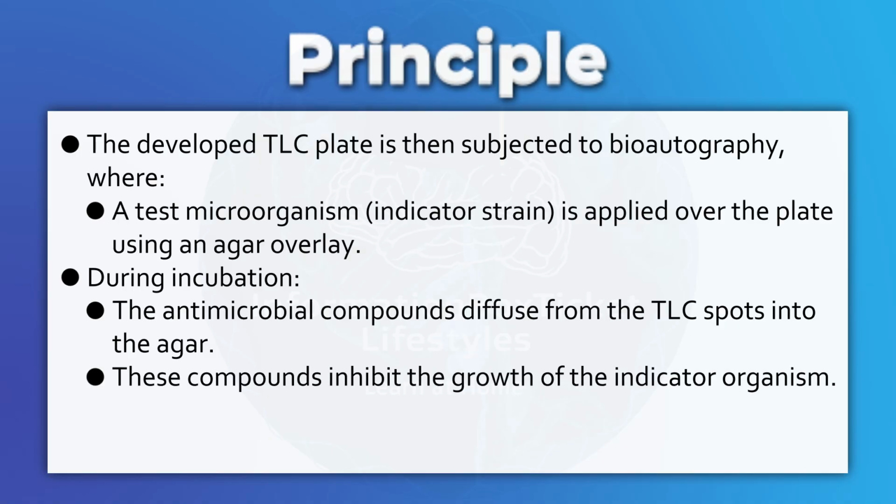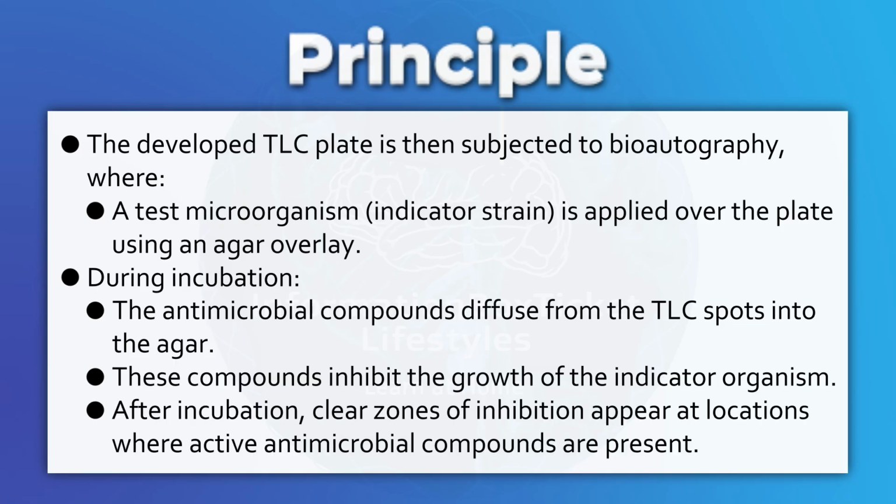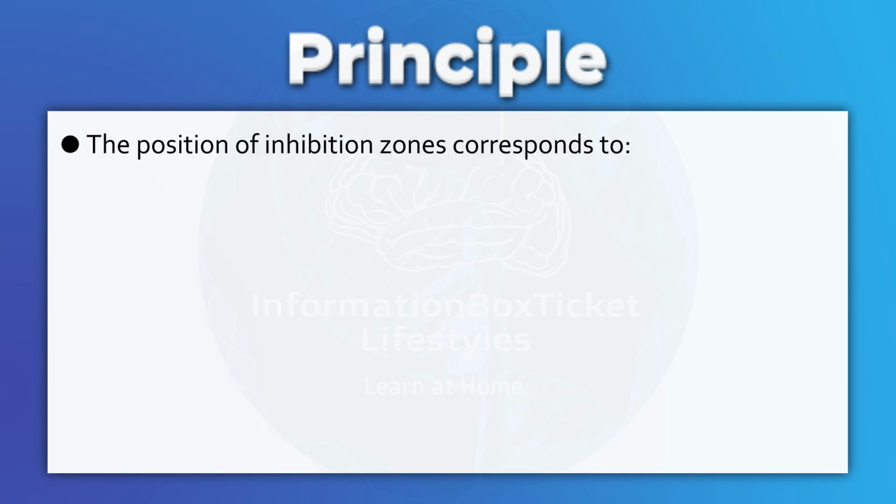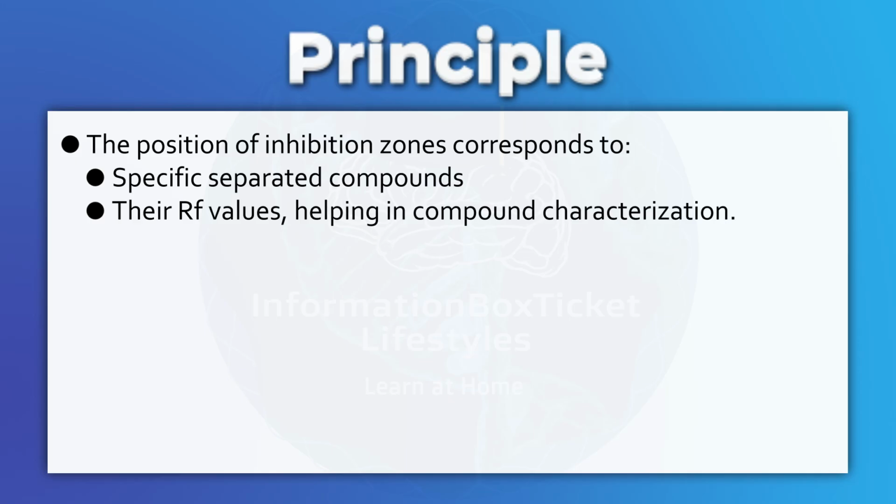These compounds inhibit the growth of the indicator organism. After incubation, clear zones of inhibition appear at locations where active antimicrobial compounds are present. The position of inhibition zones corresponds to specific separated compounds. Their Rf values help in compound characterization.